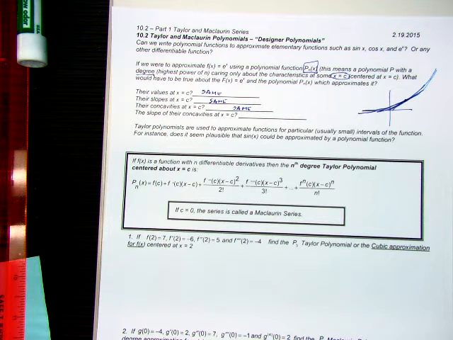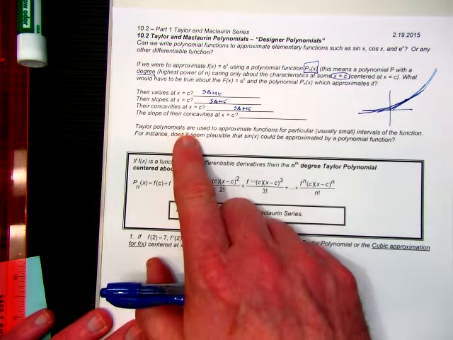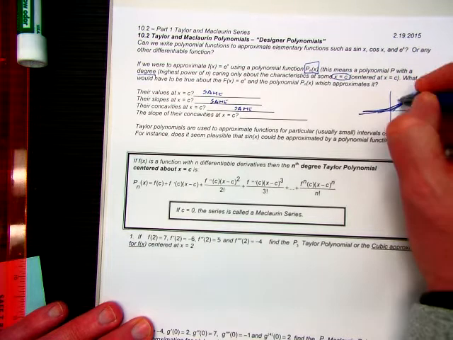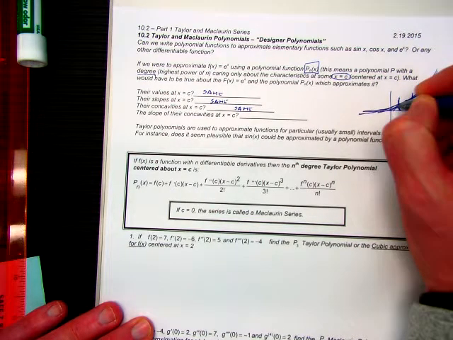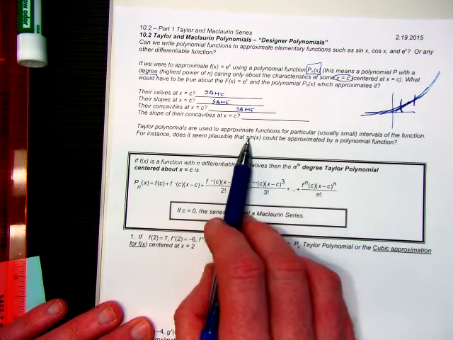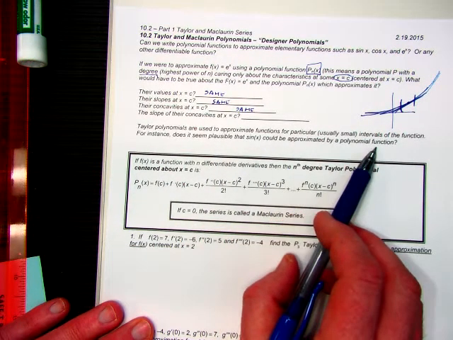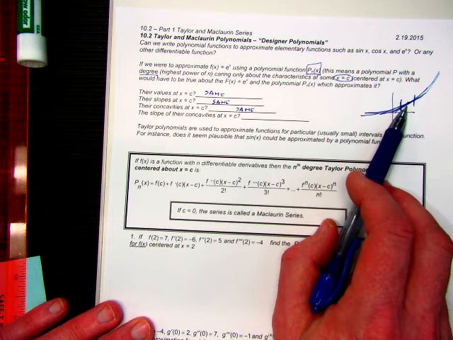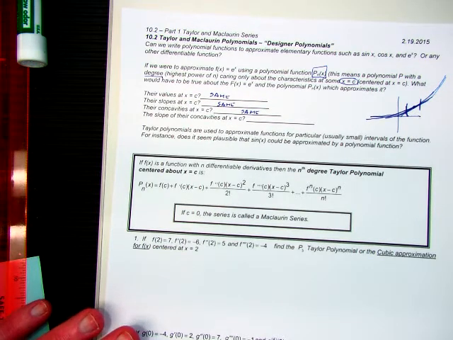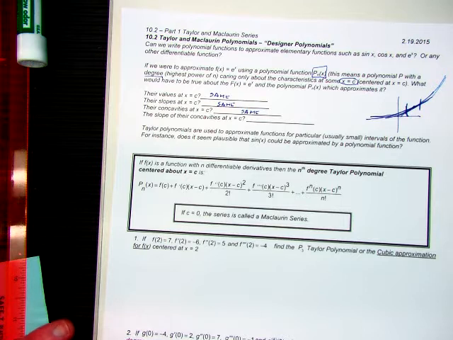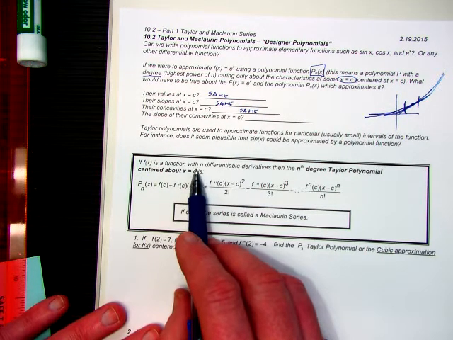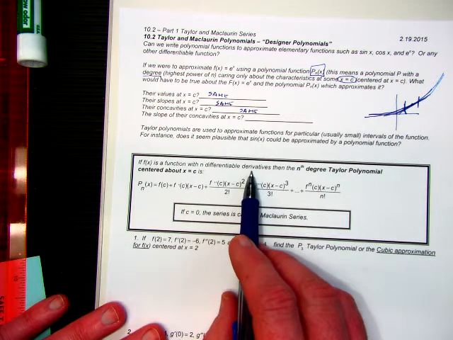But what we really say is Taylor polynomials are used to approximate functions for particularly small intervals. So it might just be within a tenth or two of the center. For instance, it does seem plausible that sine of x could be approximated by a polynomial. I did e to the x, but sine of x can also. Okay, so we kind of have a formula for it, how it's derived. I believe it's derived in the book, in the appendix.